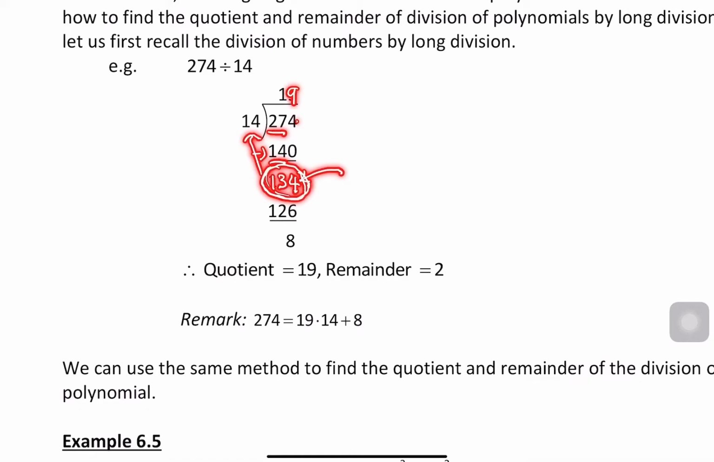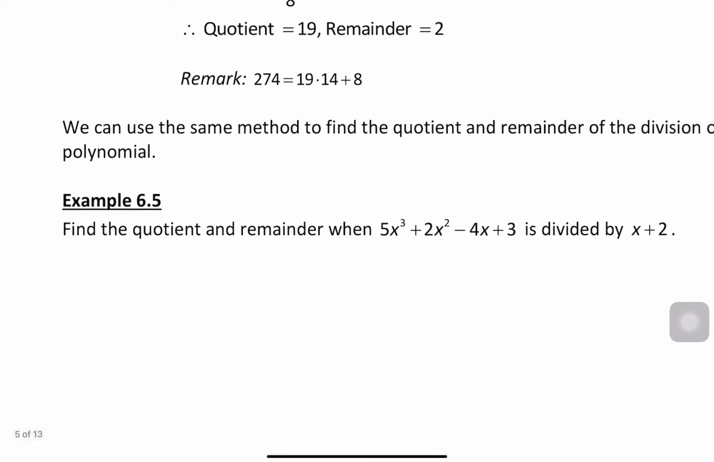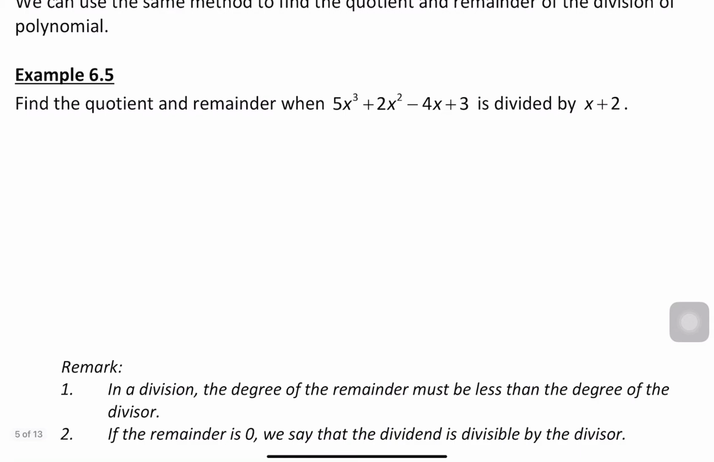Think about a number multiplied by 14 which is equal to or less than 134. So 9 here, so 126. Subtraction again, we need to use 134 minus 126, and then the answer is equal to 8. Now we can stop here because 8 is less than 14. So we'll call 19 the quotient. And sorry about that, this is 8. 8 is the remainder.